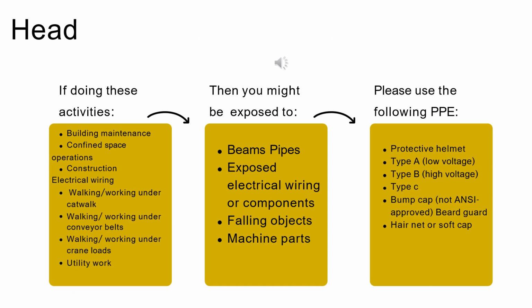If you are doing these activities: building maintenance, confined space operations, construction, electrical wiring, walking or working under catwalks, under conveyor belts, under crane loads, utility work, then you might be exposed to exposed beams, pipes, exposed electrical wiring or components, falling objects, machine parts. Please use the following PPE: protective helmet type A, type B, type C, bump cap, hairnet or soft cap.